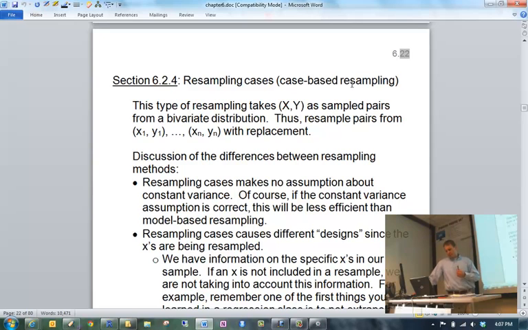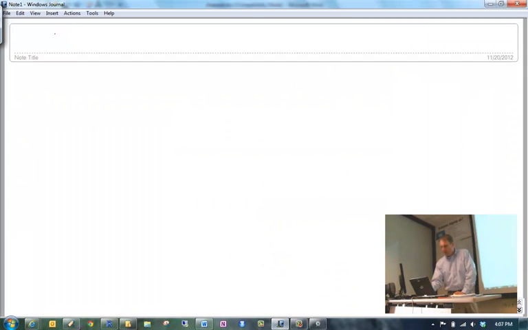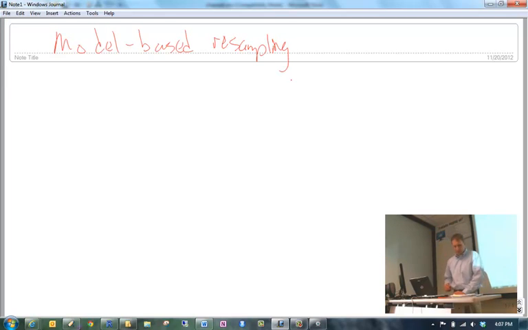So last time we talked about one way to do resampling with respect to a regression model. This is on page 622. And we talked about what's called a model-based method to do the resampling. Let's review that because we will use it later today. Model-based resampling. Let's say we only have one explanatory variable, one response variable. The first thing that you need to do is come up with your estimated model.